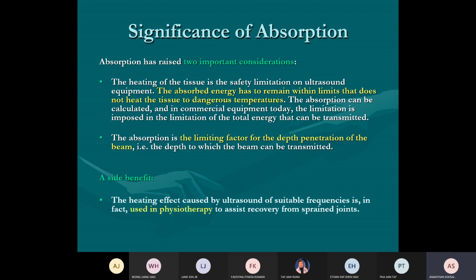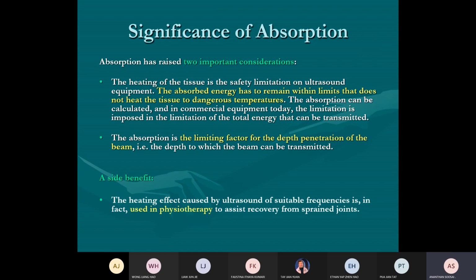To do an investigation, like on bone, if the first layer itself is bone, everything is going to be absorbed, so the ultrasound can't go deep, and the reflection is also going to be very small. So these are the two problems of absorption. First, it is dangerous to the tissue because it absorbs energy and heats up the tissue. Second, it affects the depth the ultrasound goes.